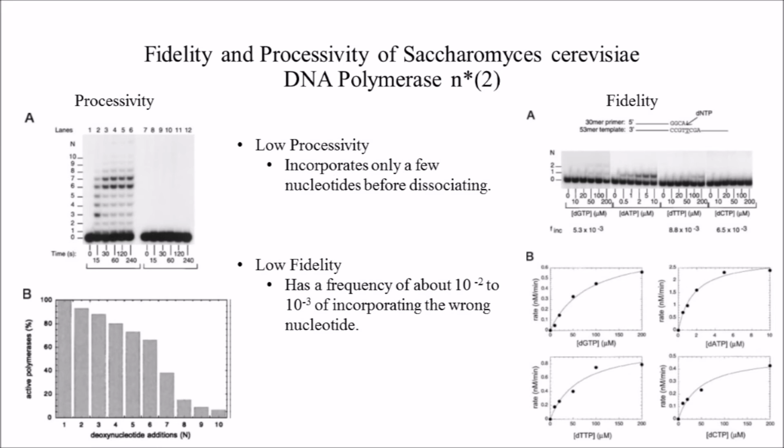The DNA polymerase was also determined to have a low fidelity. It had a frequency of about 10 to the negative 2 to 10 to the negative 3 of incorporating the wrong nucleotide. This was determined by measuring the steady-state kinetic assay of the correct and incorrect nucleotide incorporation.